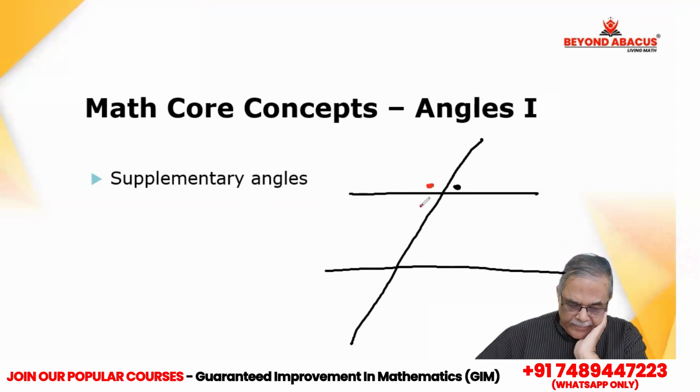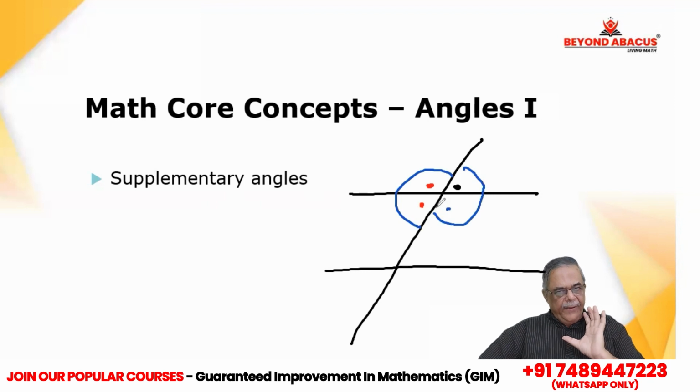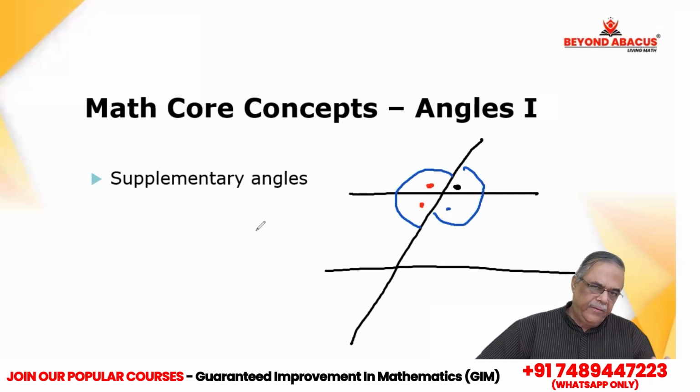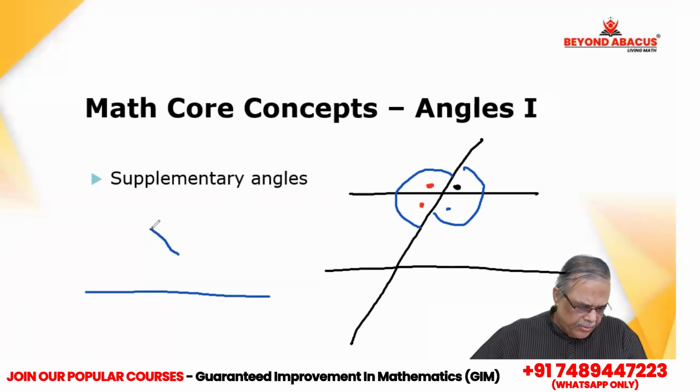Supplementary can be like this also. Let me show with some different thing. It will be supplementary to this. However, if you look carefully, they are also supplementary, and so are they. So supplementary means the total should be 180 degree, or the total should be a straight line. The sum of the two angles should be a straight line. Any angle you take, this angle, then this angle, they add up to 180.